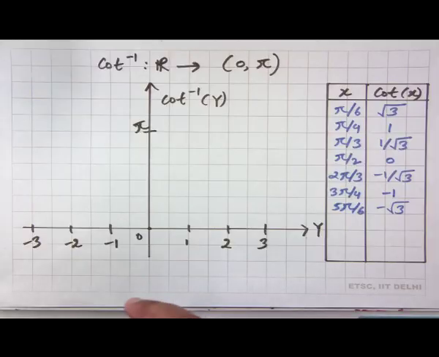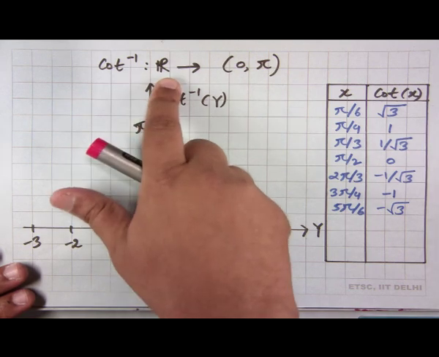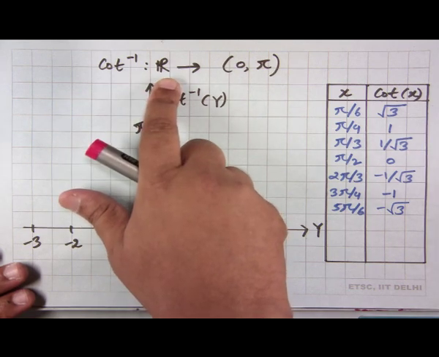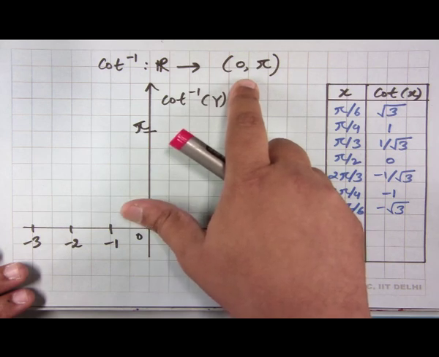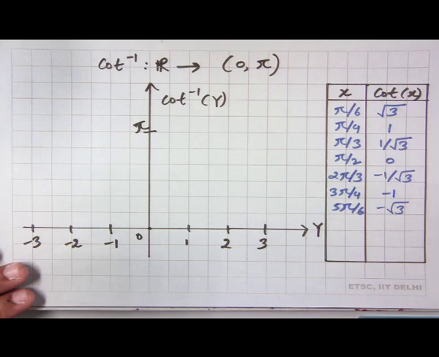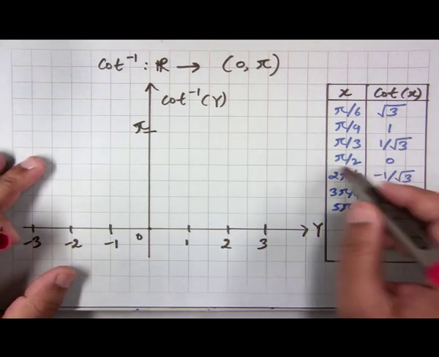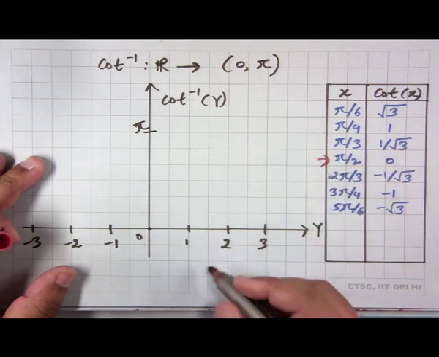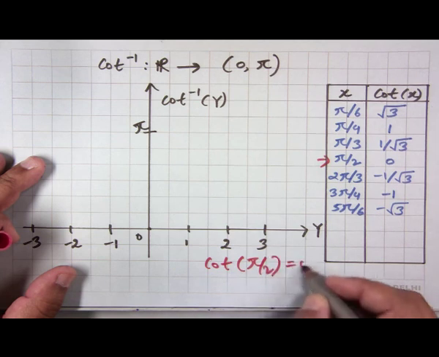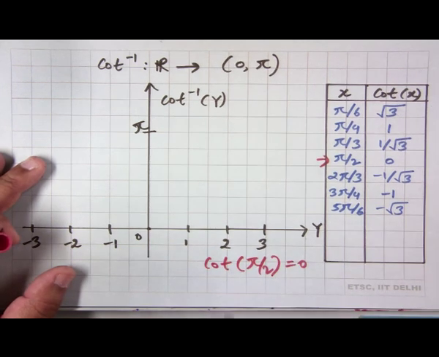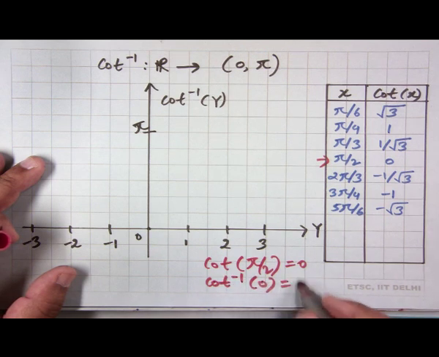So, we again try to plot the graph for the cot inverse function, whose domain will be the set of all real numbers, and the range will be now the restricted domain of the cot function, which is the open interval between 0 to pi. Let us start from here. We know that cot of pi by 2 is equal to 0, and therefore, cot inverse of 0 will be equal to pi by 2.